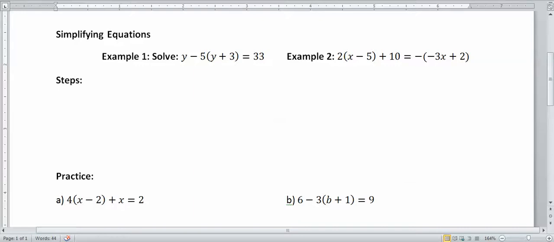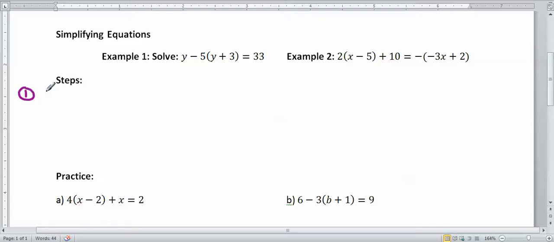The first is to simplify your equation. In my first example here, I have a complex equation: y minus 5 times y plus 3 equals 33. Before I can even do anything with that, I need to first of all limit my variables. To solve for a variable, I can only have one of them. And second of all, I have to get rid of parentheses. You can't get a variable by itself if there's a bunch of parentheses in your problem. So the first thing we're going to do is simplify.